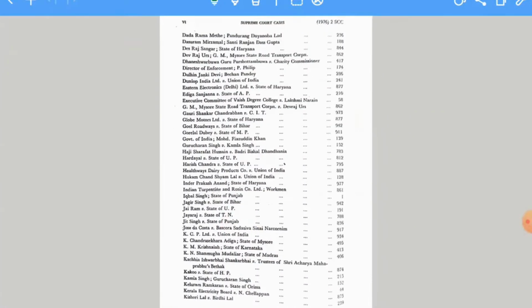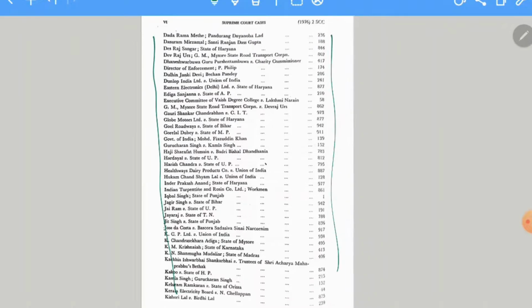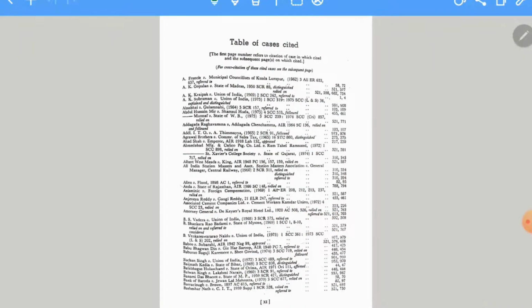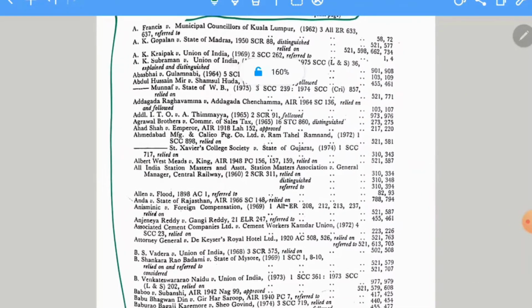Okay, moving further, you can see this is the way you can find the reported cases in alphabetical order. Already I had discussed this one. Then you will also find the table of cases cited. So how many cases have been cited from various judgments, that kind of reference you will get. For example, one of the cases which you can see here, I am just zooming in: A.K. Gopalan versus State of Madras. This case has been cited in this journal on page numbers 521, 598, 662, 734.